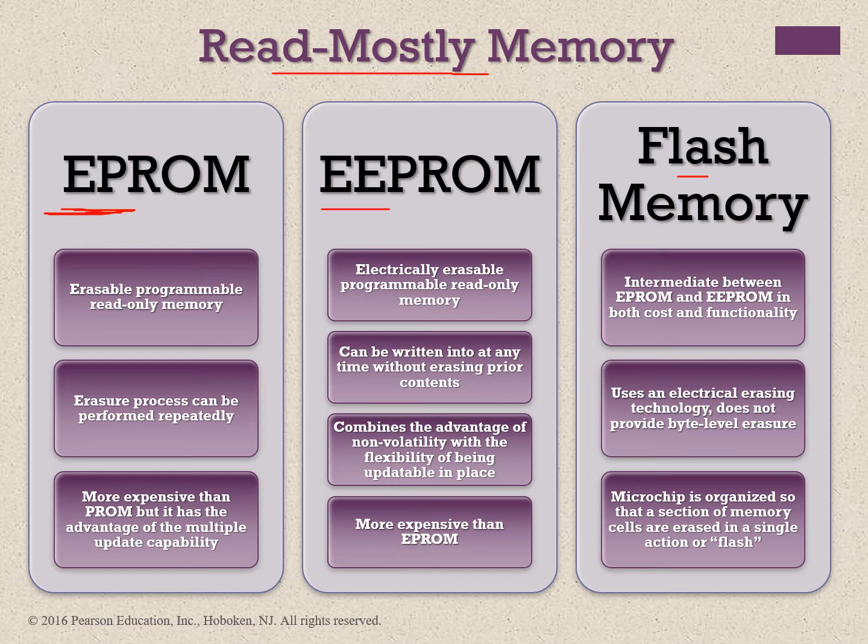But here in EPROM, erasable programmable read-only memory, you can erase the data many times. Then the next one is electrically erasable programmable read-only memory. This is read mostly memory that can be written into at any time without erasing the prior content. So this is the difference between the EPROM and EEPROM. You are not going to erase the whole content. You can write into the memory cells at any time without erasing the previous content.